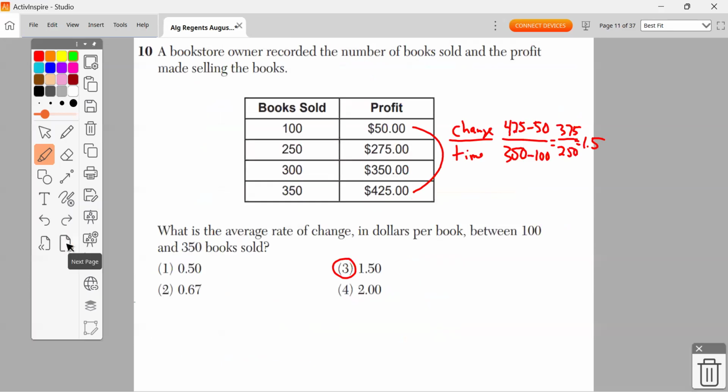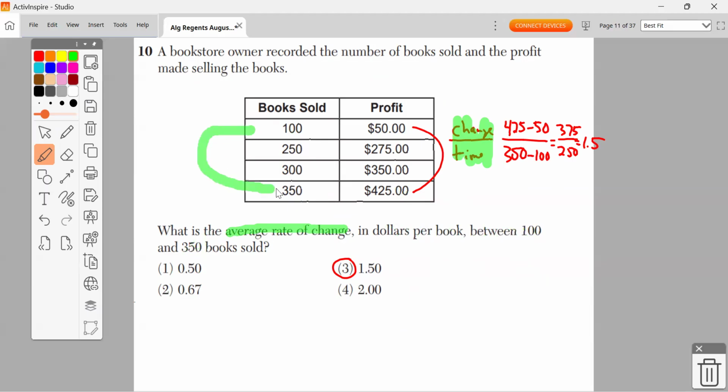In question number 10, a bookstore owner recorded the number of books sold and the profit made selling books. What is the average rate of change? When you do rate of change, you do the change over the time. That is very important to remember. So how much does it change over what amount of time? Now, time in this case is actually going to be the number of books sold. So in dollars per week between 100 and 350.